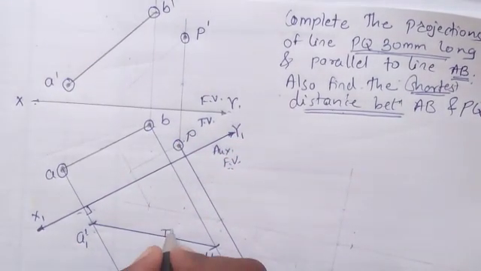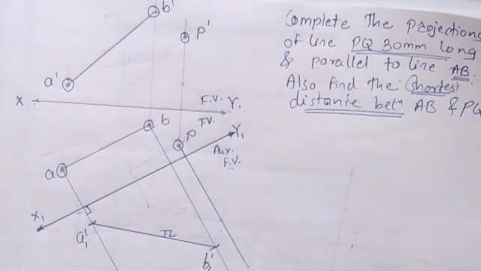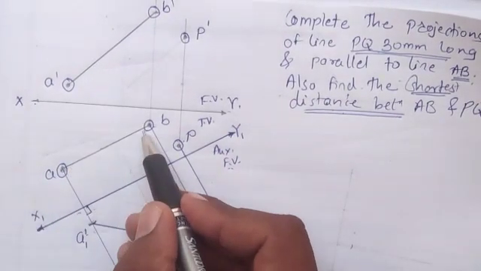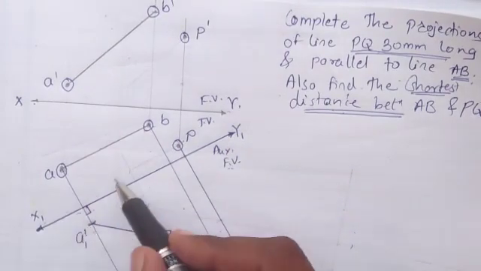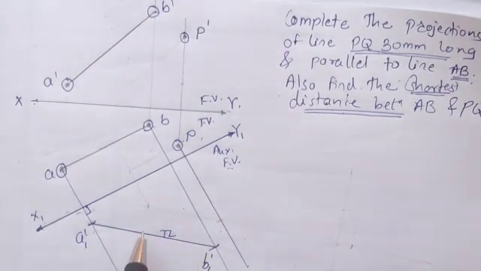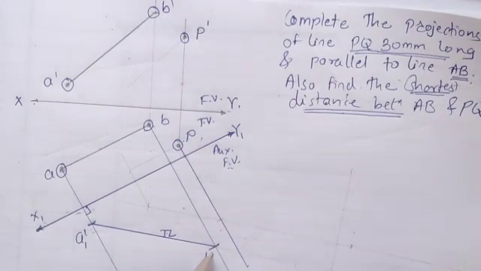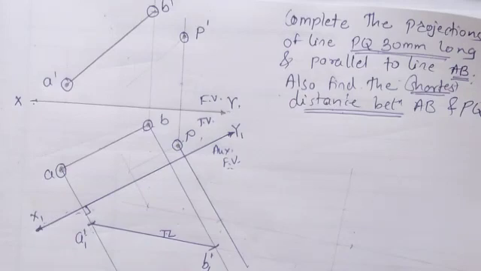This is the true length of line AB. Why true length? Because in this view line AB is parallel to x1 y1. So that is why in this view A1 B1 is true length. Okay.